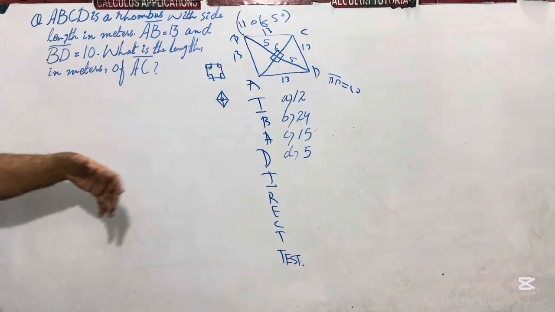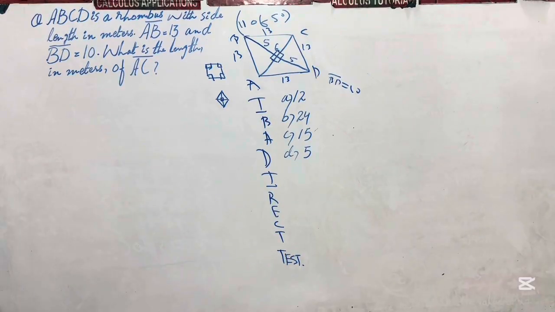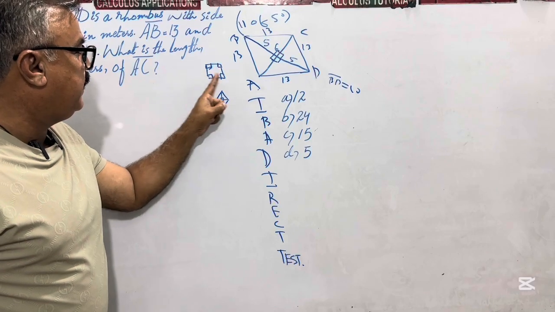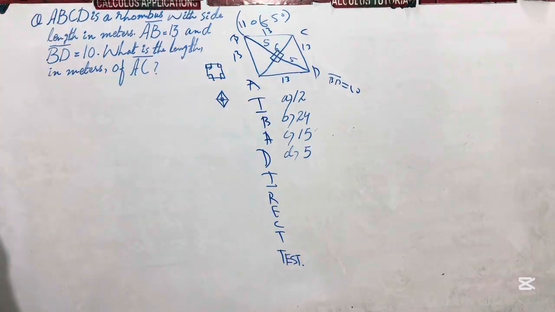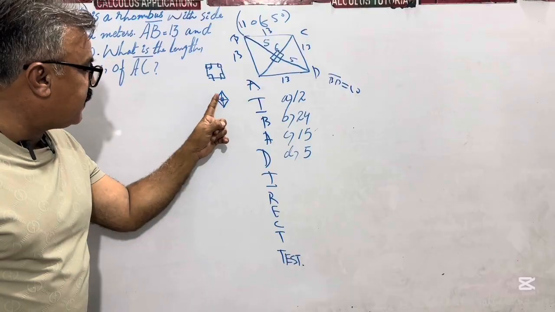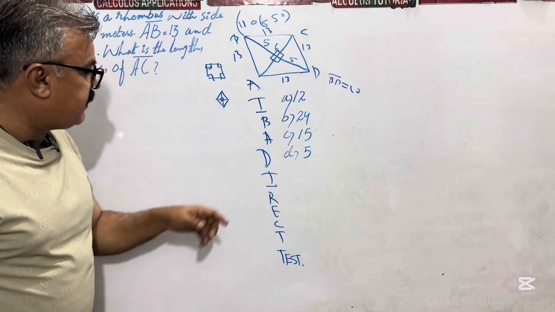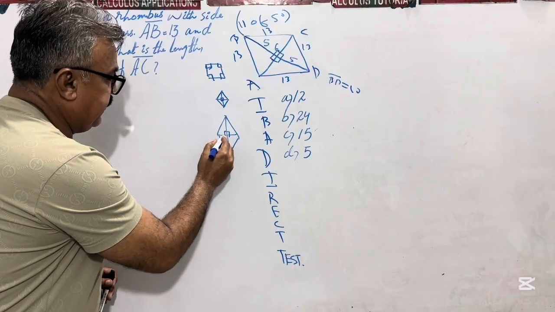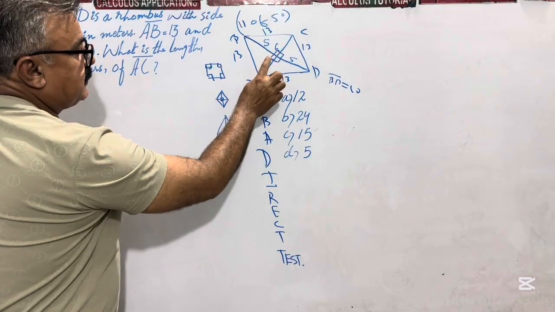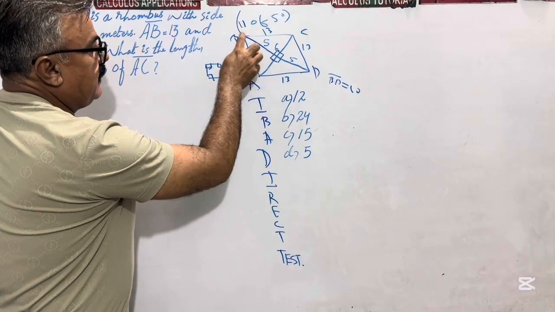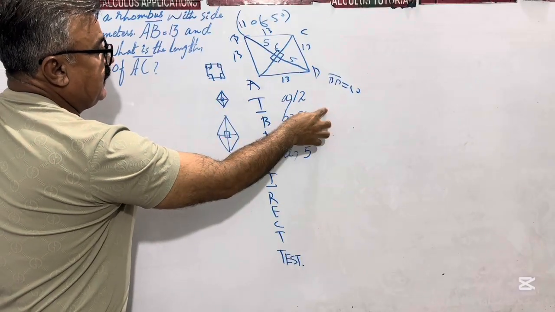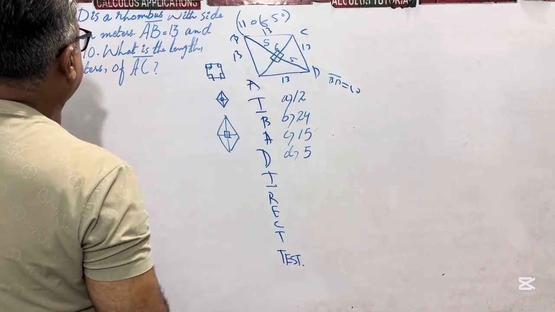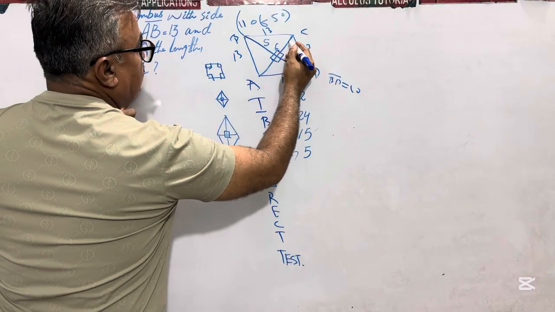It's a rhombus. In case of rhombus, all sides are equal, but no angle is of 90. However, diagonals are perpendicular in rhombus, making angle 90. Diagonals bisect as well as they are perpendicular. BD is given to us 10. They bisect at this midpoint, it is 5, it is also 5. We are asked to find the length of the other diagonal AC.